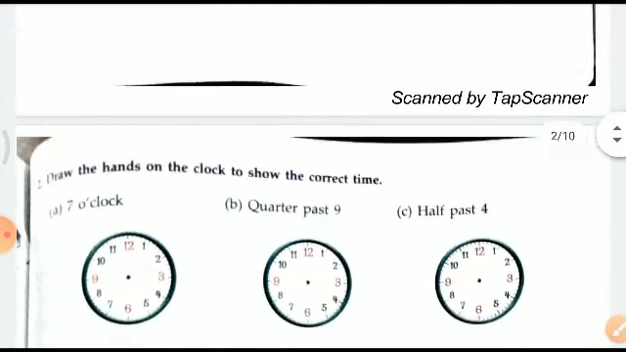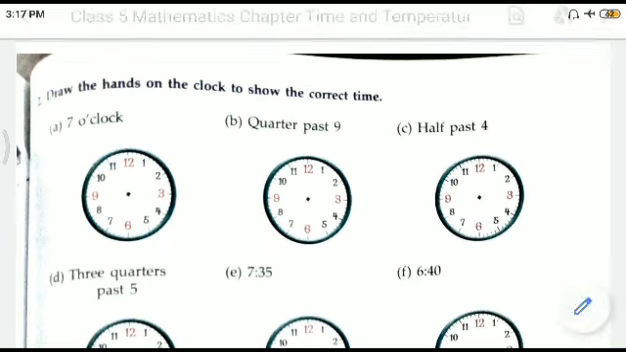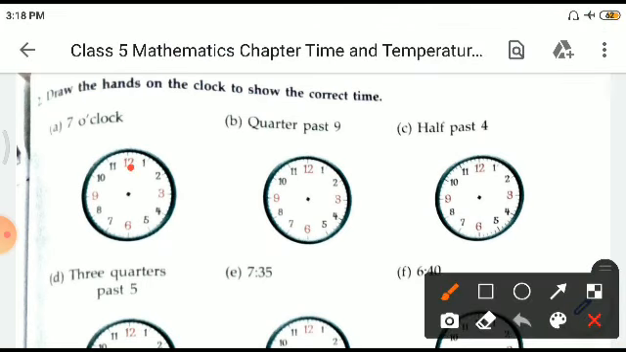Now, draw the hands on the clock to show the correct time. It's 7 o'clock. So 7 o'clock means as the time is complete, the hour is complete, so the bigger arm will be at 12, right? Bigger arm will be at 12 and the smaller arm will be at 7. So smaller arm at 7 and the bigger arm at 12.